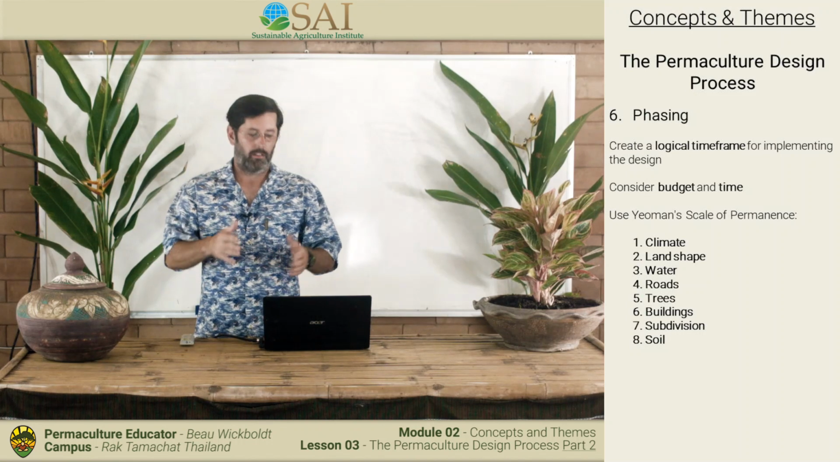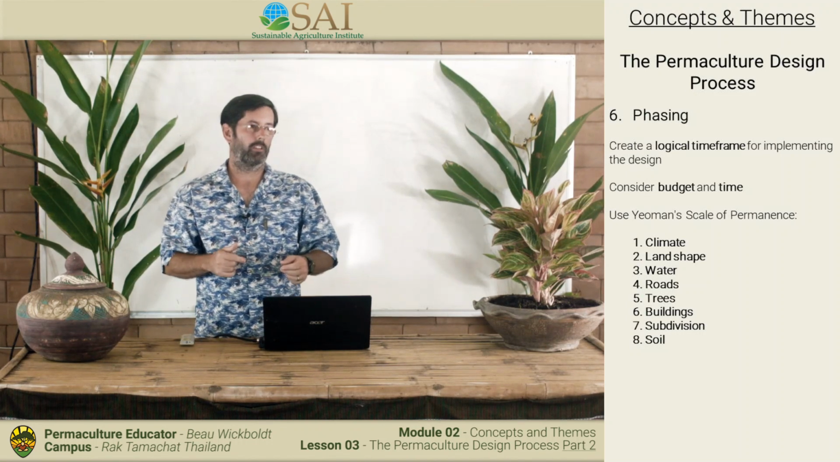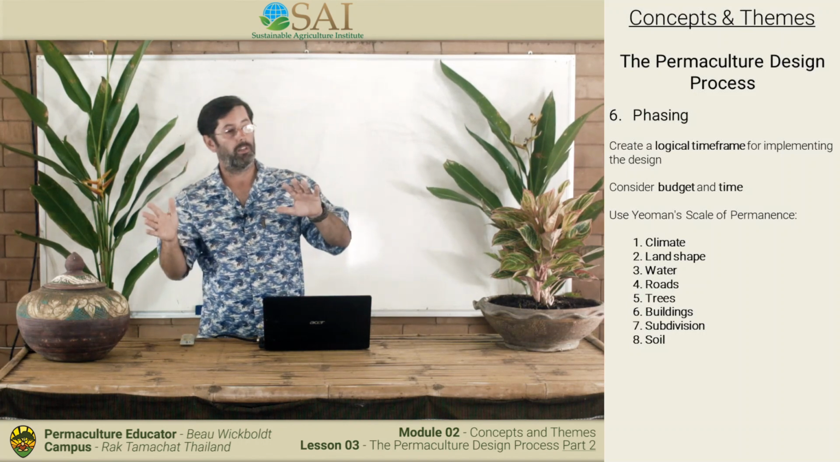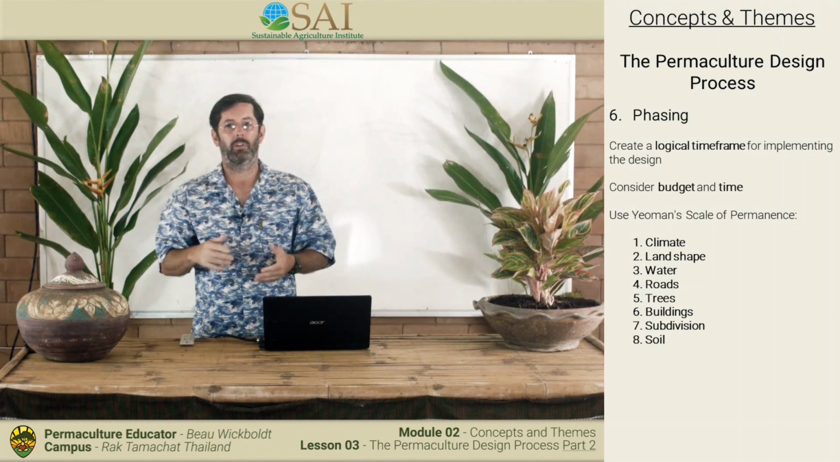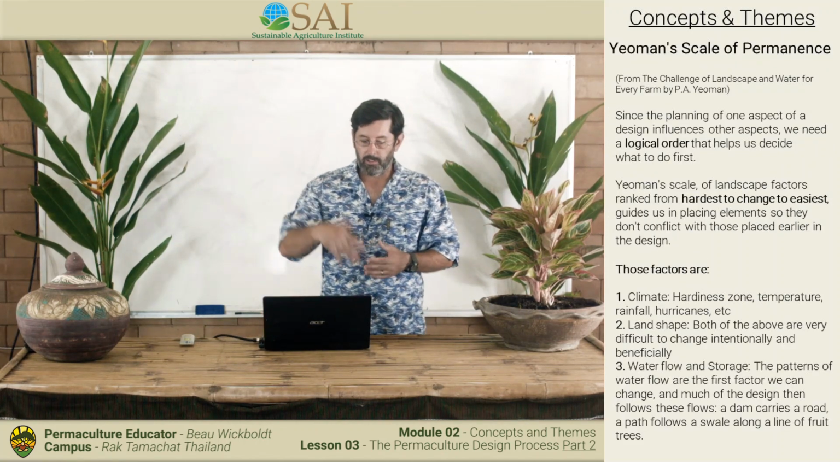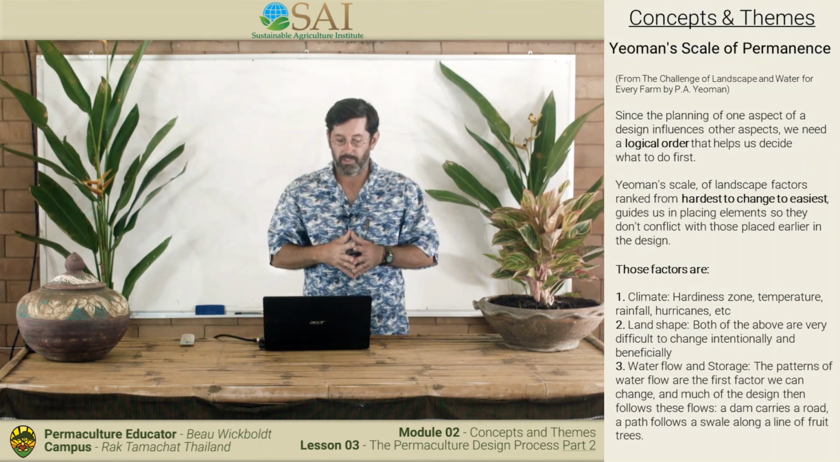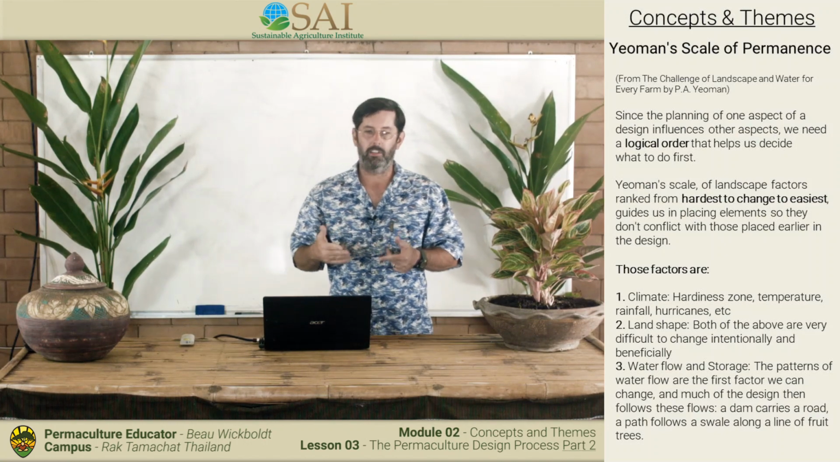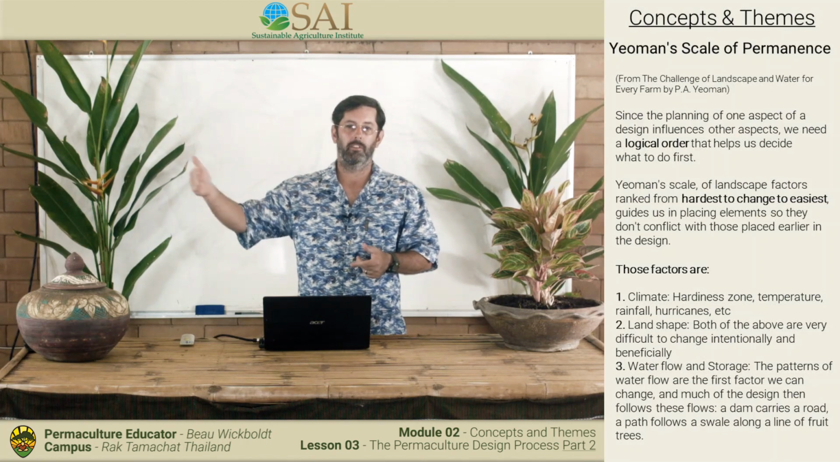So look for that. Take your opportunity, but make sure that you like that climate and that you can capture that water and that you like a hill or don't like a hill before you purchase it, because it's really expensive to change those things. So Yeoman scales, as I went through, since the planning of one aspect of the design influences other aspects, we need to logically order those things. Do this first, this second, this third.